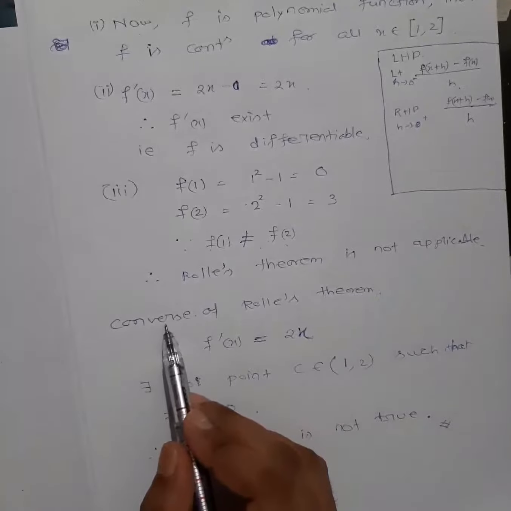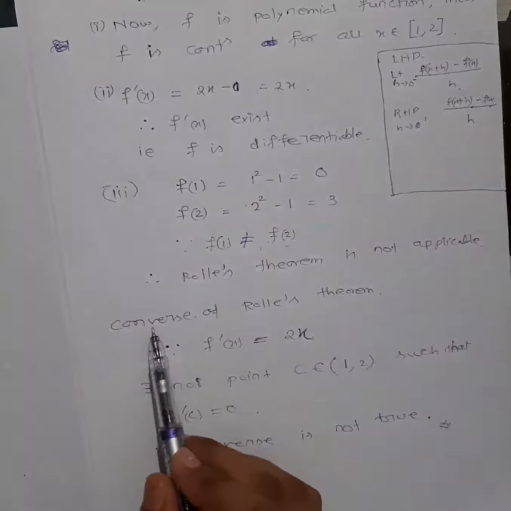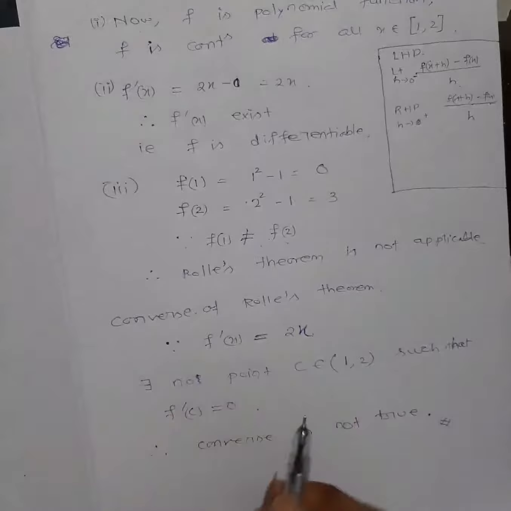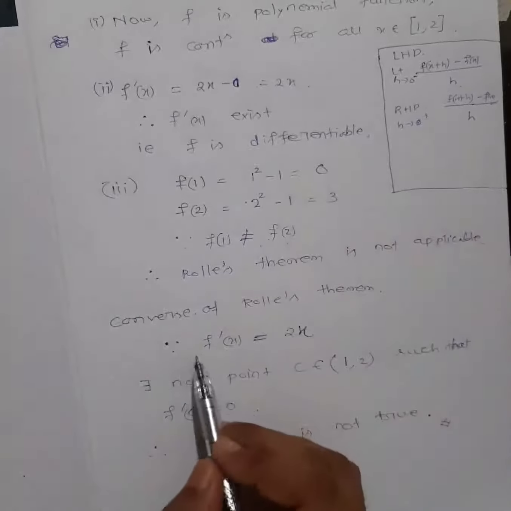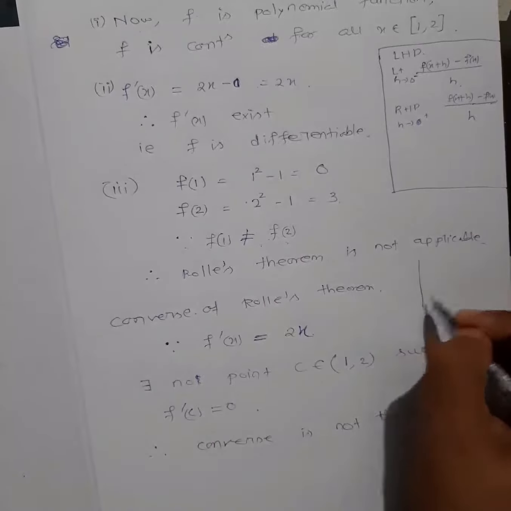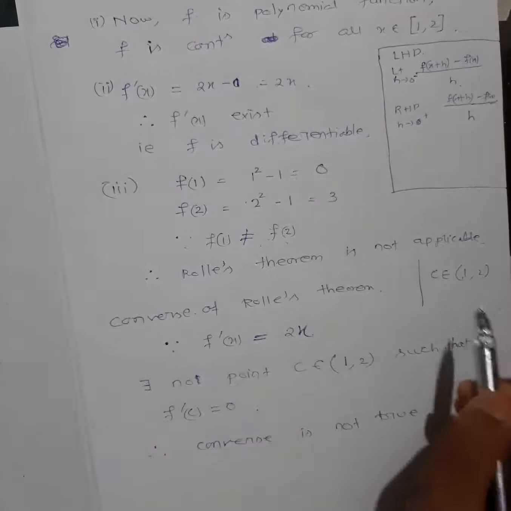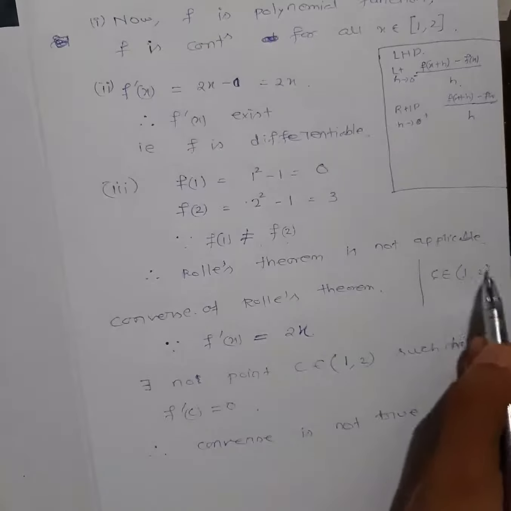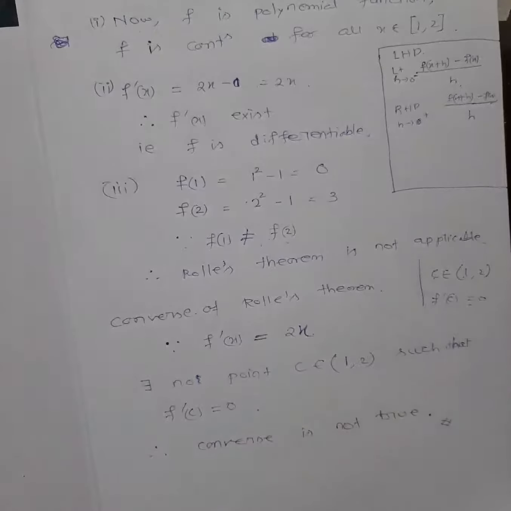Now what about the converse? They have asked you to tell about the converse also, right? Can you say something about the converse of Rolle's theorem? I told you, from reverse we will start. Whatever your theorem is, we will start from the reverse. So we want to find one point between 1 and 2, again an open interval, such that f dash C must be 0. Then only can we proceed. We will show whether those 3 conditions are satisfied or not. If satisfied, then the converse is true, otherwise it's not true.